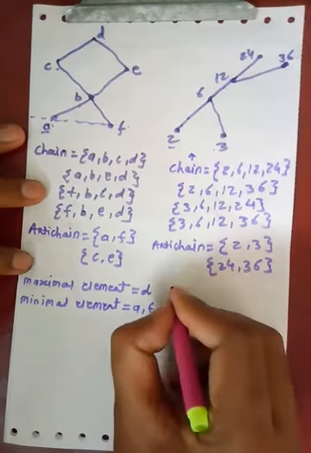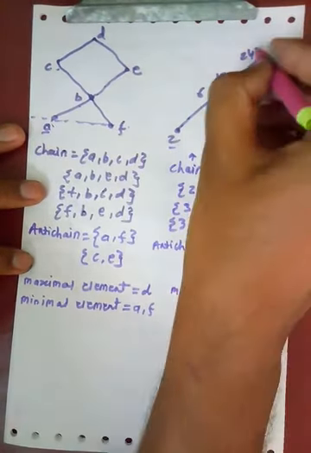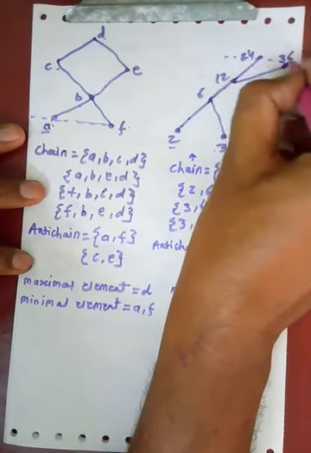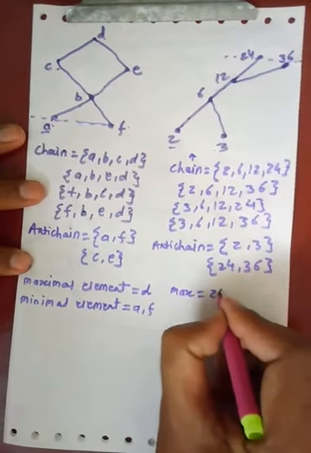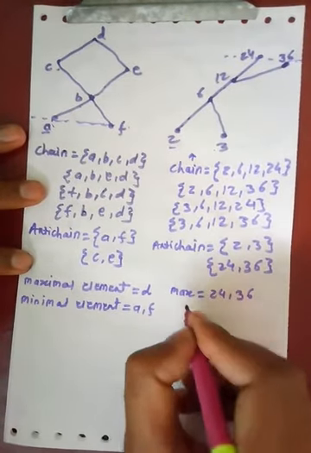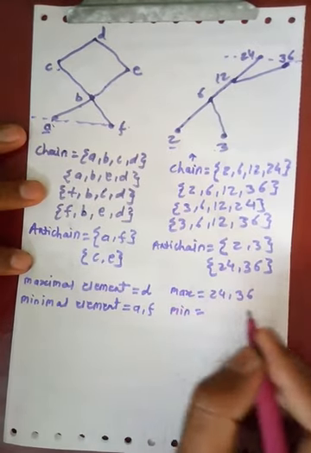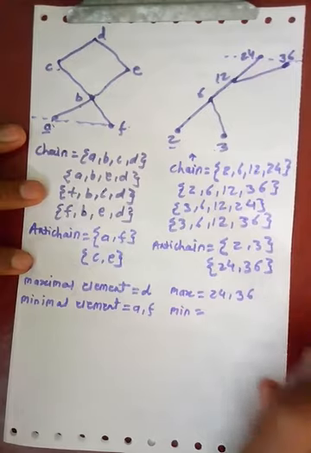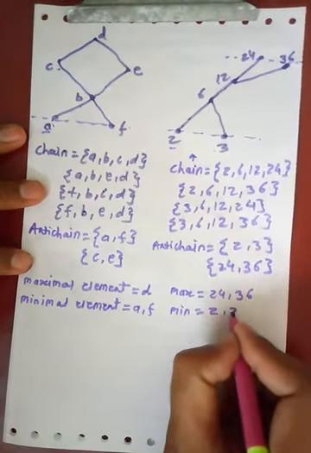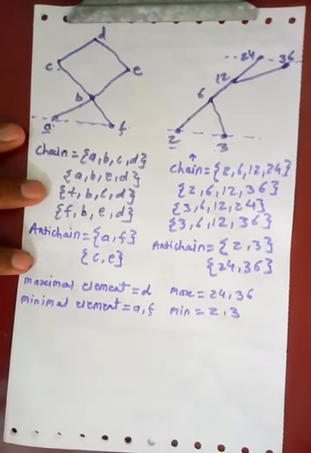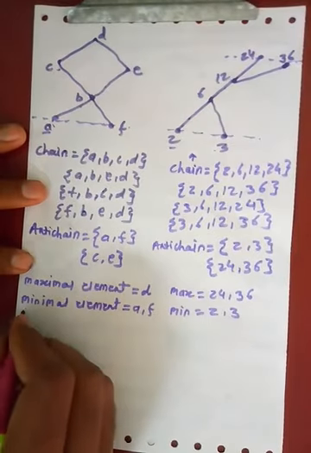Now in the second, the maximal elements: check the elements which are at the highest level, that is 24 and 36. These are the maximal elements. And the minimal elements, the elements which are at the lowest level, are here 2 comma 3, right?